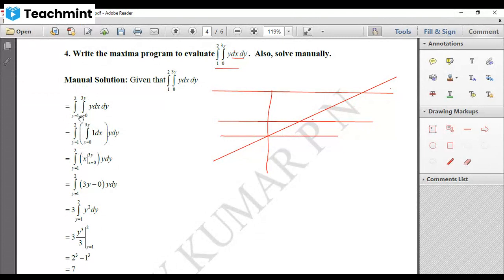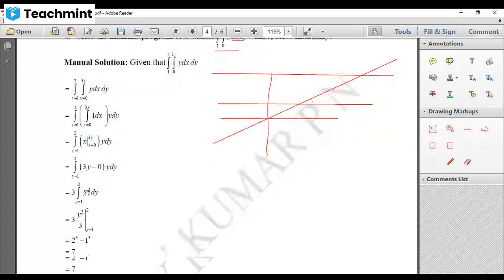So let us integrate this with respect to x. When you are integrating with respect to x, you know that your y is constant. So let me keep this y and dy outside. Now 1 is remaining. What is the integral of 1? x. And the limit is from 0 to 3y. Apply the limit. You'll get 3y minus 0 into y.